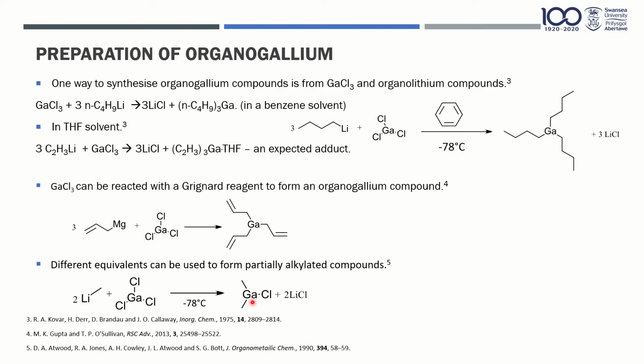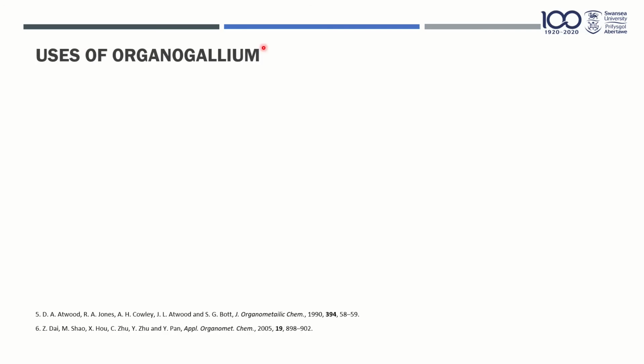dimethyl gallium. And one thing that's worth pointing out about the Grignard reaction is that you will need to do it in THF and potentially under an argon atmosphere. Here, using benzene or THF as suitable solvents.